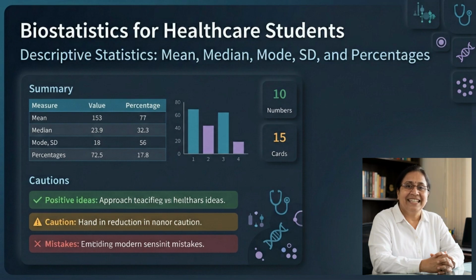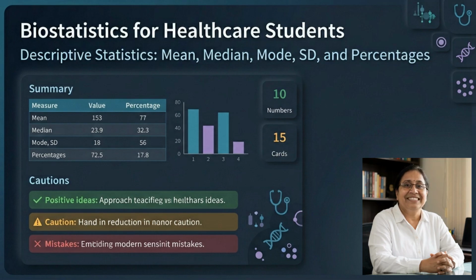If the data is nicely balanced, the mean may be useful. If the data is skewed, the median may be more meaningful. If you are describing categories, percentages are often very helpful.